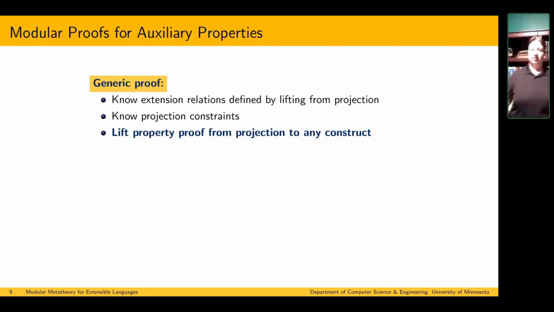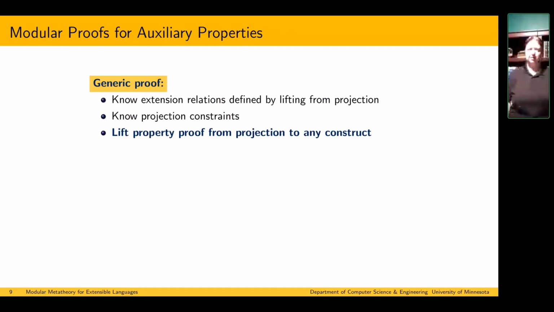In this case, we know that because it's from another extension, the extension-introduced relations have to be defined by lifting from the projection. And we know that the projection constraints hold to relate the host language's semantics across the projection. So the generic proof is going to assume that the property holds for the projection. And then using this information, we're going to prove that we can lift the property back to the original construct that projected.